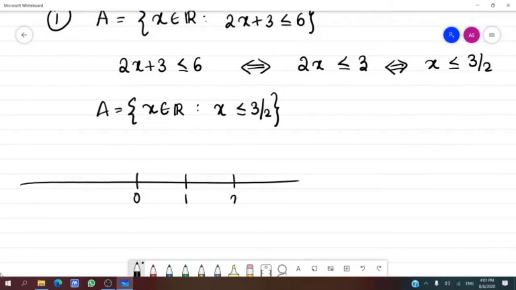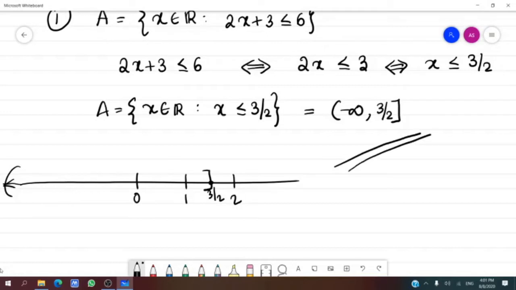1 ആണെങ്കിൽ 1.5 തുടങ്ങി അതിനേക്കാൾ ചെറിയ ലെഫ്റ്റ് സൈഡിലേക്കുള്ള എല്ലാ റിയൽ നമ്പേഴ്സും ഈ സെറ്റിൽ പെടും. ഇവിടെ തുടങ്ങി ഇങ്ങോട്ട് പോണ എല്ലാ റിയൽ നമ്പേഴ്സും വരും. സോ ദിസ് ഇസ് ആൻ അൺബൗണ്ടഡ് ഇന്റർവൽ മൈനസ് ഇൻഫിനിറ്റി അപ് ടു 3 by 2. ഇന്റർവൽ ആയിട്ട് വേണമെങ്കിൽ ഇങ്ങനെ എഴുതാം. So this is that set. Okay, set of all real numbers less than or equal to 3 by 2. ഇങ്ങനെ എഴുതിയാലും മതി.